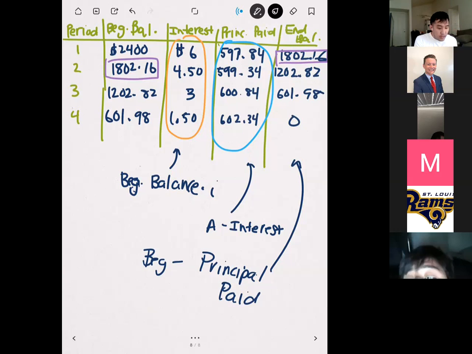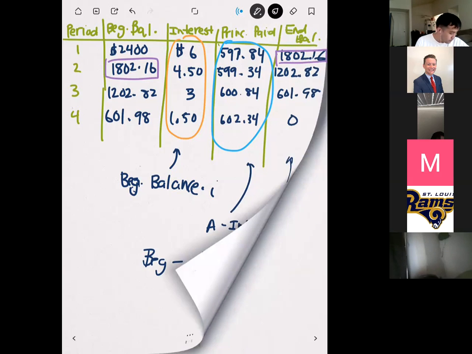Okay. And so there's one more thing that I want to go over here. Now we've learned how to build a full amortization schedule for this. One other useful trick is to compute the current balance of a loan without having to go through the whole table.